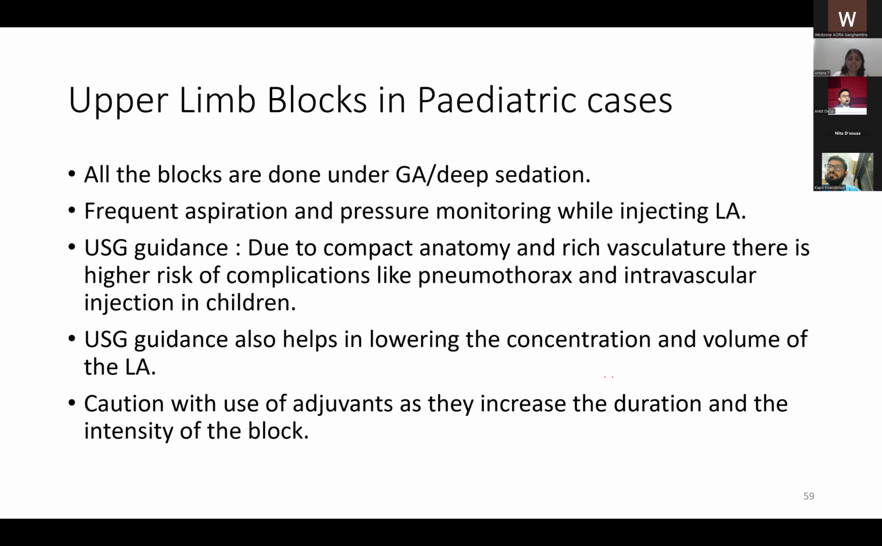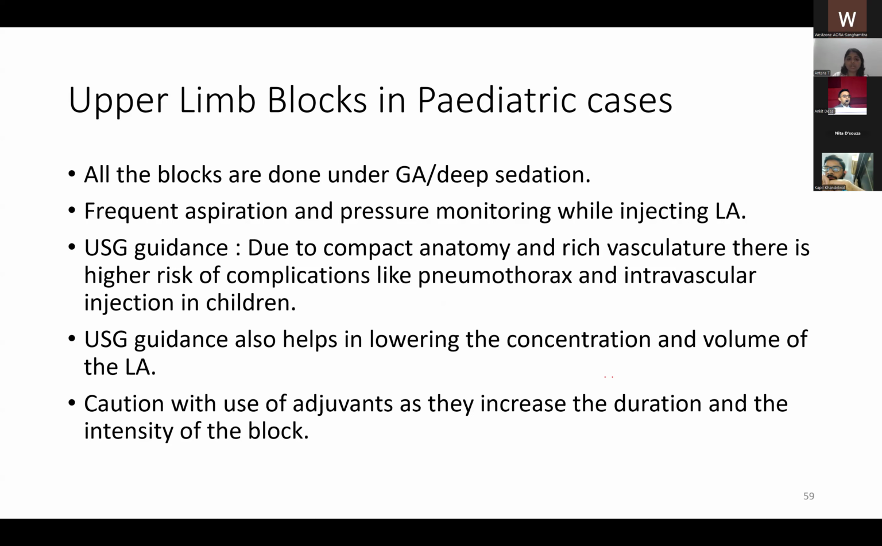All the blocks in pediatric cases are done under general anesthesia or deep sedation, and they carry a very high safety profile. Frequent aspirations and pressure monitoring, if available, should be done while injecting the local anesthesia. Due to the compact anatomy and the rich vasculature of children, there is a higher risk of complications like pneumothorax and intravascular injections. That is why I highly recommend USG guidance for giving blocks.